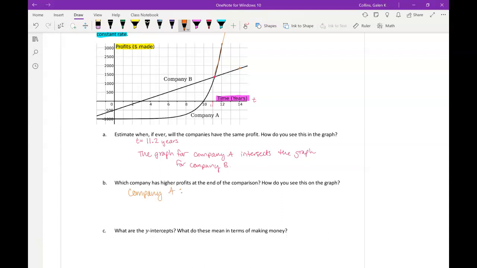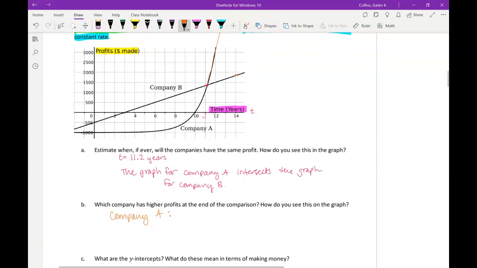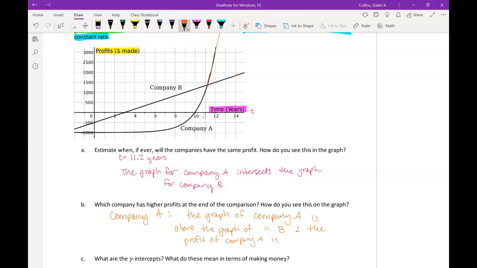And really what we could tell is beginning at that point of intersection, which we said was about 11.2 years, that from then on out, the graph of company A is above the graph of company B. So we could say the graph of company A is above the graph of company B. Just write ditto marks there. And really, therefore, that indicates the profit of company A is greater than that of company B. I'm just going to say is greater. Also, that little symbol with the 3 dots, that means therefore, if you've not seen that before.